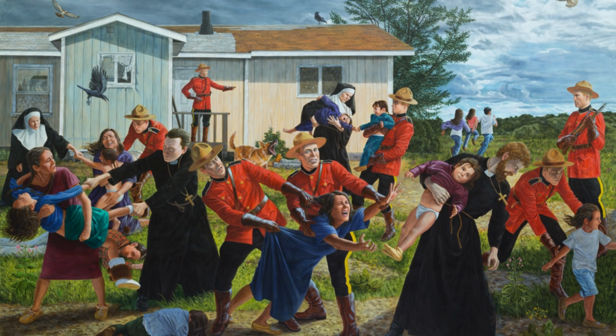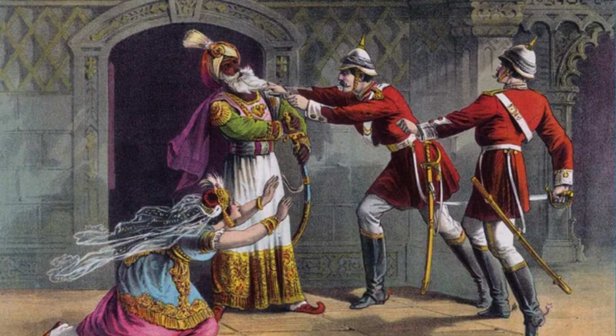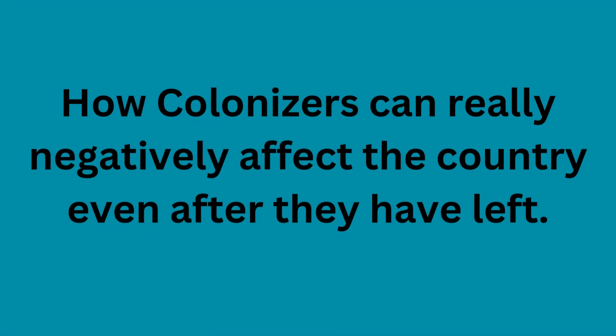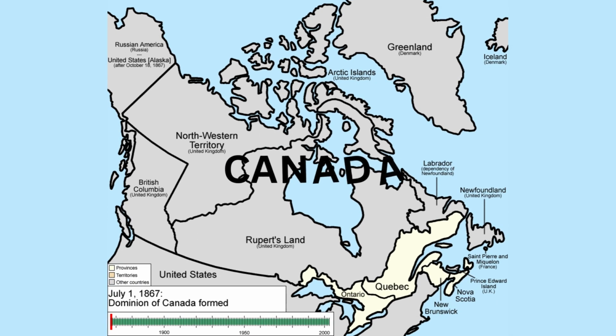Canada first got colonized by the Europeans in the 16th century, and then later it was colonized by the English in 1583. Whereas for India, the Portuguese ruled between 1505 and 1961. It even outlived its English counterpart, as the British colonized in 1757. Colonizers can really negatively affect the country even after they have left.